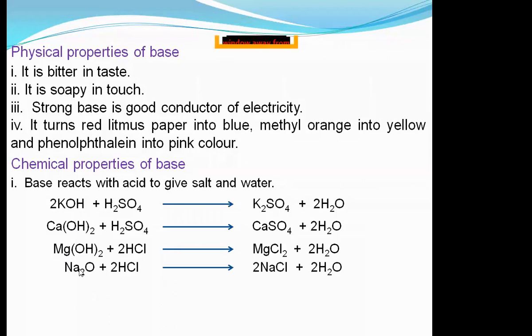After then, sodium oxide. Because of these different valencies, I take different metals. So sodium oxide and hydrochloric acid. Sodium has valency 1, chlorine has valency 1, so sodium and chlorine crisscross give sodium chloride, and the other product is water. After then, magnesium oxide and hydrochloric acid. Magnesium has valency 2, chlorine has valency 1, so this is magnesium chloride by the crisscross method, and H2O.